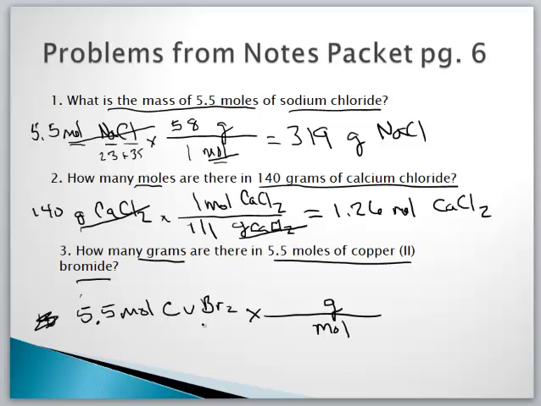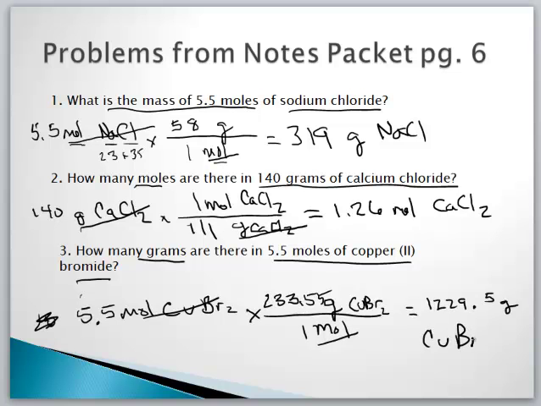So if you look on the periodic table, copper is 63.55 plus 2 times bromine is 80, so we get 223.55 grams. So 223.55 grams of copper 2 bromide per mole. So that way our moles are going to cancel. We have grams. If we do the math there, we're going to get 1,229.5 grams of copper 2 bromide.